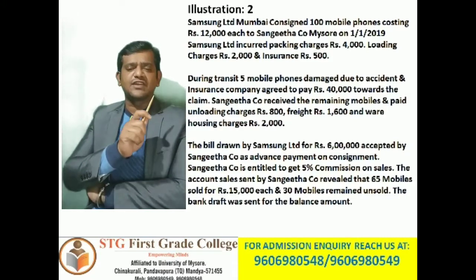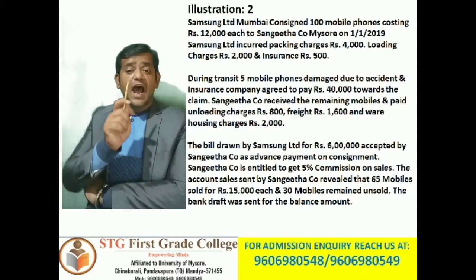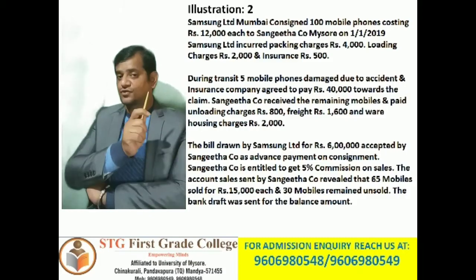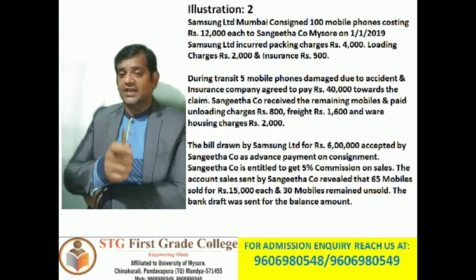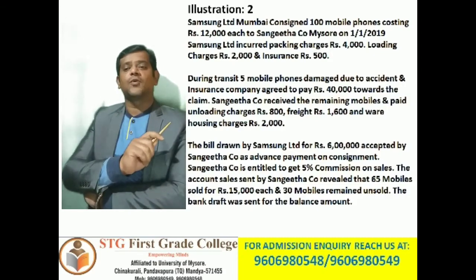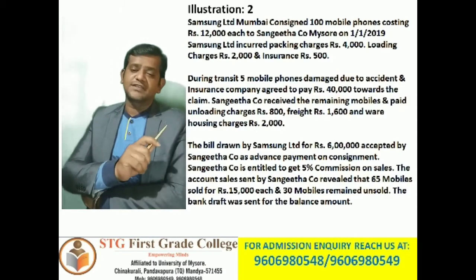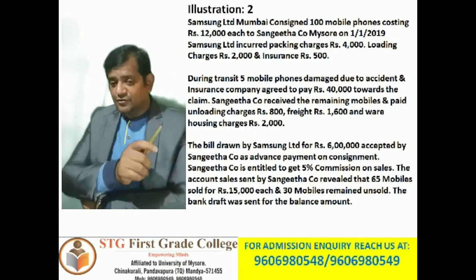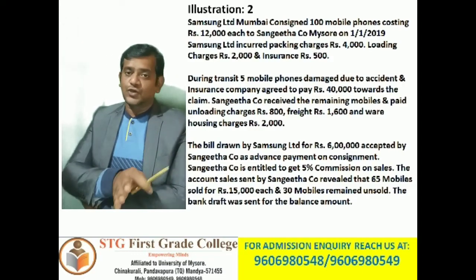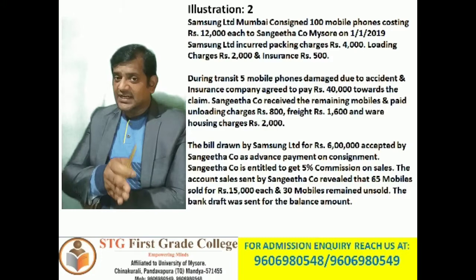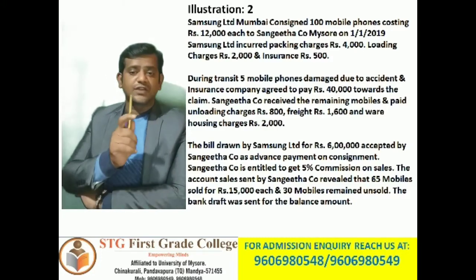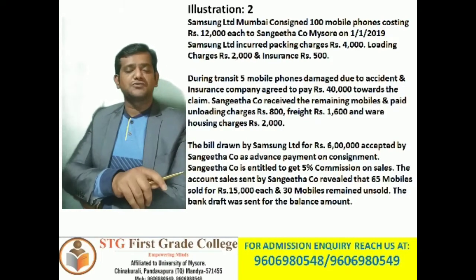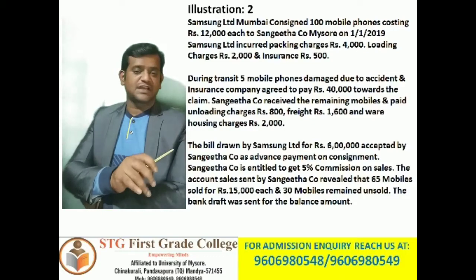Sangeeta Company received the remaining mobiles. That means 100 minus 5, 95 mobiles were received by Sangeeta Company. So you should be very clear. Sangeeta Company received the remaining mobiles and paid unloading charges of rupees 800, freight of rupees 1,600 and warehousing charges of rupees 2,000. So these are the expenses incurred by the consignee: 800 for unloading, 1,600 for freight and 2,000 for godown or warehouse charges.